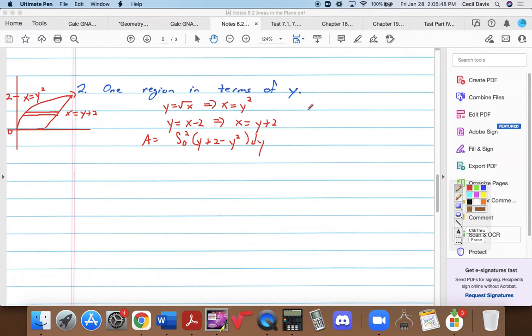Yes? Why is x equal y plus 2 is bigger here on this one? So if I substitute in, say, 1, what's the x value here? What's the x value here? So this one's bigger. When you're doing it this way, it's which one is further to the right as opposed to which one is higher up. Okay? So then, let's see, we're going to have 1/2 y squared plus 2y minus 1/3 y cubed.